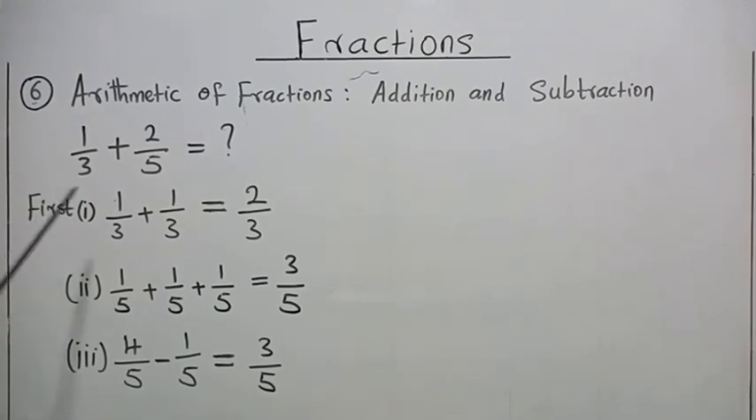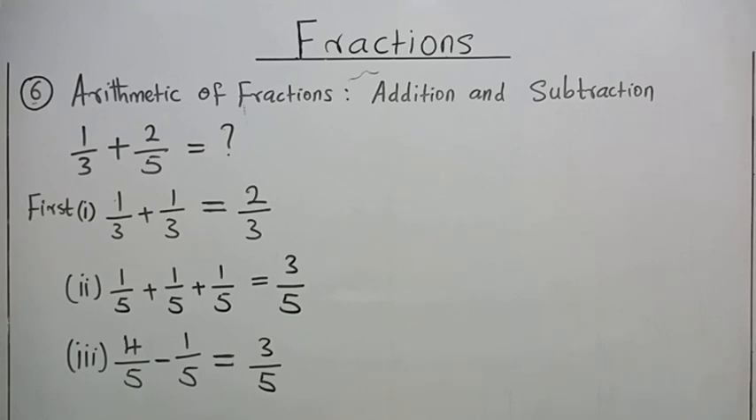Now, look at these 3 examples, what each of them is and how the answers turned out to be what they are. What is common to all the 3 number operations? This number operation, this number operation, this number operation. The answers may be different or the same, but we concentrate on the number operations. That is 1 over 3 plus 1 over 3, 1 over 5 plus 1 over 5 plus 1 over 5, and 4 over 5 minus 1 over 5. What have you observed that is common to all of them?